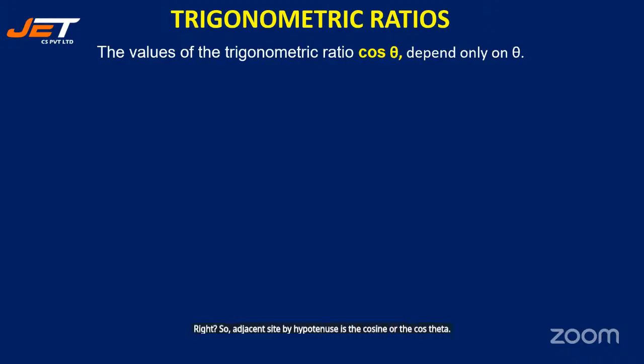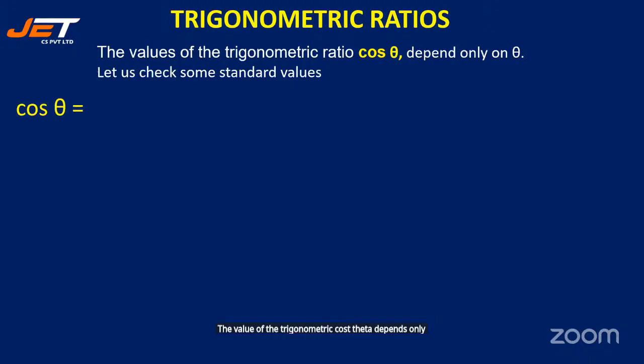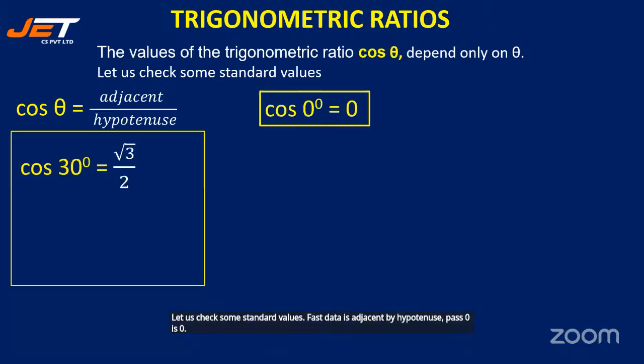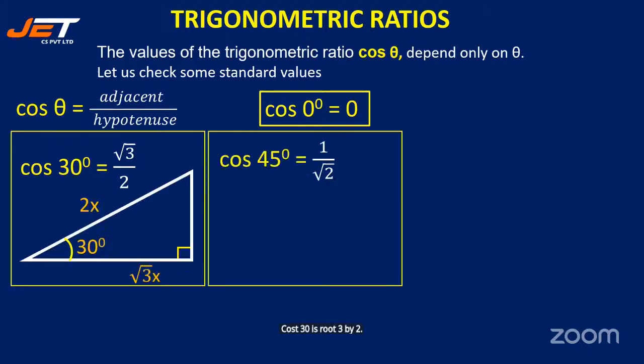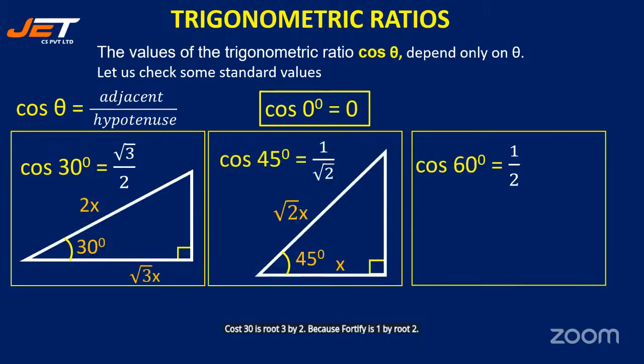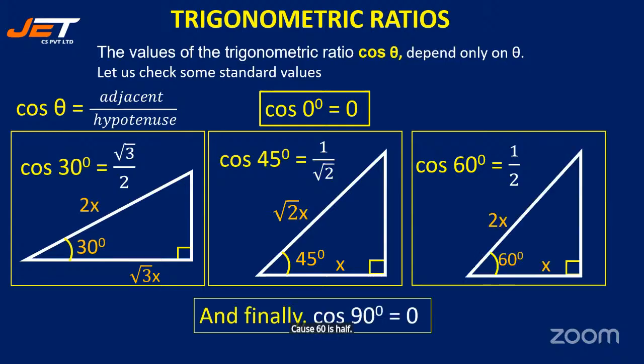The value of the trigonometric ratio cos theta depends only on theta. Let us check some standard values. Cos theta is adjacent by hypotenuse. Cos 0 is 1. Cos 30 is root 3 by 2. Cos 45 is 1 by root 2. Cos 60 is half. And cos 90 degree is 0. Clear, students? So I quickly repeat. You can take it down or read it along with me. Cos 0 is 1. Cos 30 is root 3 by 2. Cos 45 degree is 1 by root 2. Cos 60 is half. Cos 90 is 0.